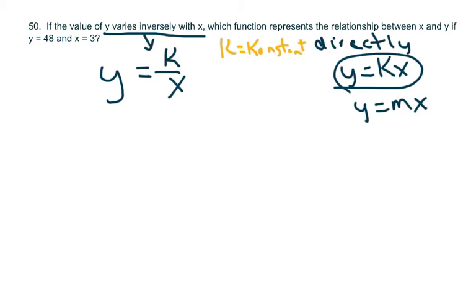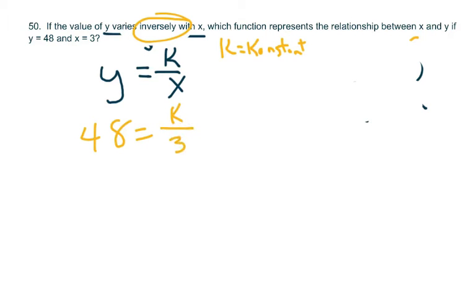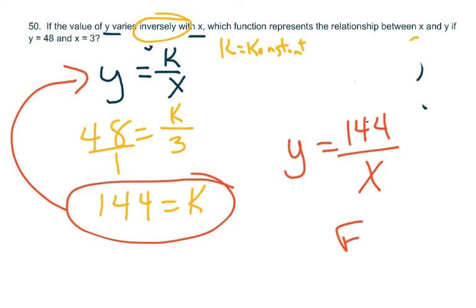All right, so basically, I'm not using this one. So I'm going to use the inversely one. And I plug in y, which is 48, and I plug in x, which is 3. I cross multiply, and I get 144 equals k. Then once you have that, you just plug it back into your equation. And that's your answer. So your answer would be F.